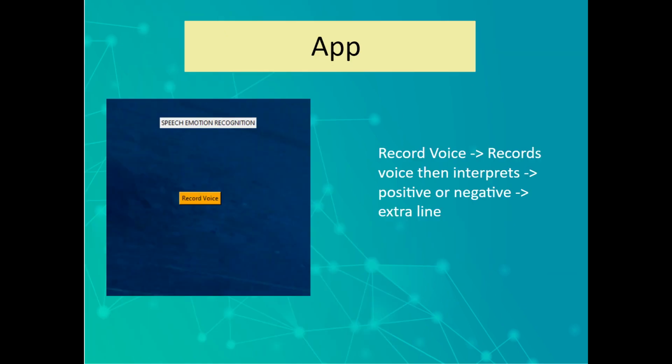So for my app, you can see there's a blue background and I have this title on the top. It's pretty simple. The record voice button in the middle records voice and then interprets it right away. It says if it's positive or negative, and then with a few conditional statements, which I will explain on the next slide, it displays an extra line depending on if it's positive or negative.